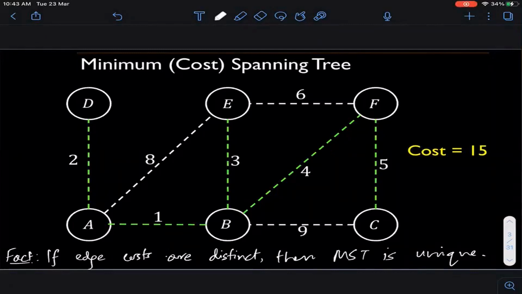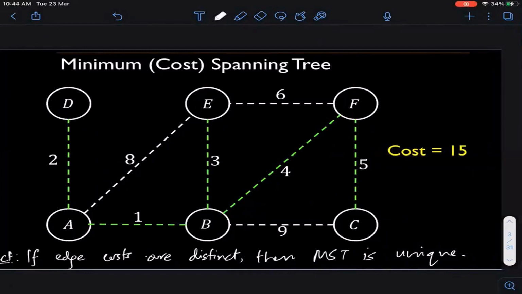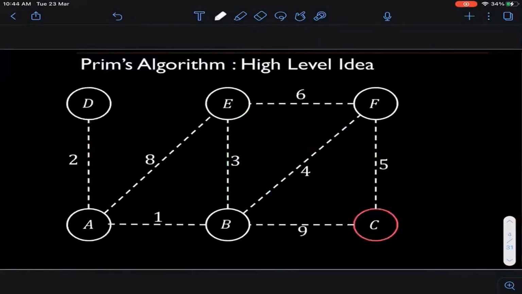Okay, so the algorithm that we are going to talk about today is due to Prim. I think Prim or Prim's, I don't know. Yeah, it's Prim probably. So it's Prim's algorithm. We'll describe the algorithm and we will try to prove why this algorithm is correct. And then we'll talk a bit about implementation and all that.